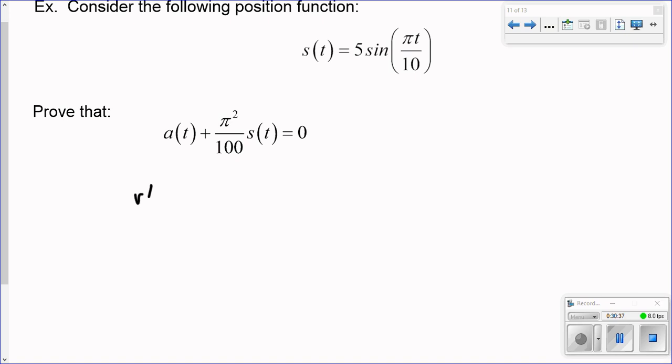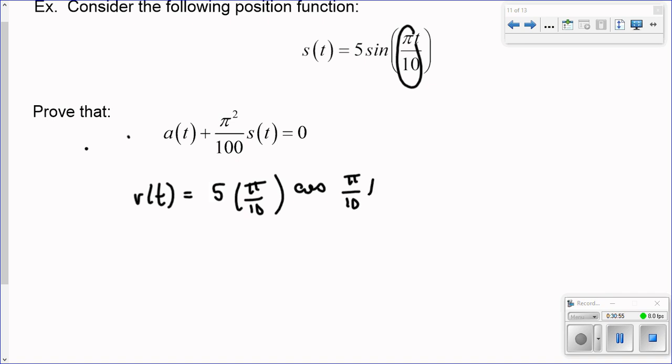Okay, I need v at t. That will be 5 times pi over 10. That's the derivative of this function, and then the derivative of sine is cosine, and it's cosine of my interior function here. Now let's take the derivative again. A at t, remember, because this is a and this is the second derivative.